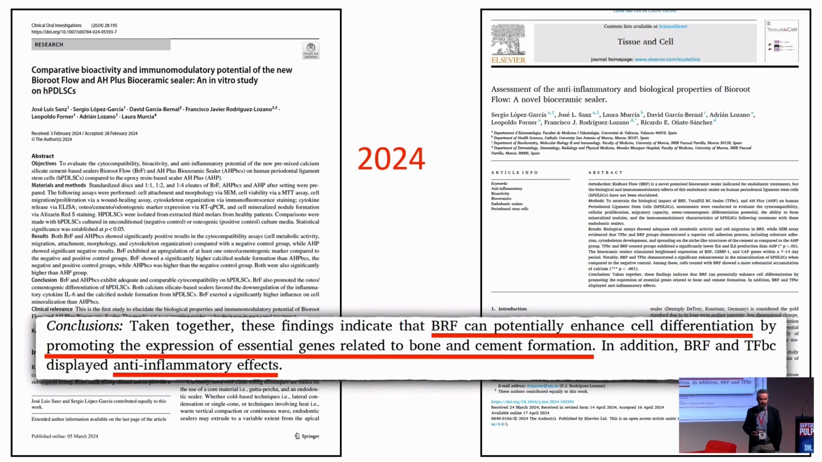We published last year 2 articles studying the biological properties of this material, and the conclusion of both is that BioRoot Flow can potentially enhance cell differentiation by promoting the expression of essential genes related to bone and cement formation. And additionally, BioRoot Flow displays anti-inflammatory effects. We don't have much evidence of this material because it's very new, but I think it's a very good product.